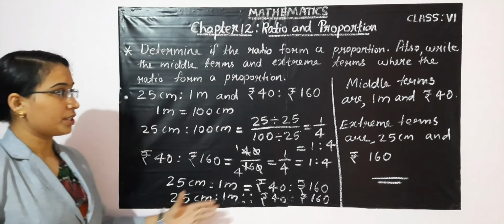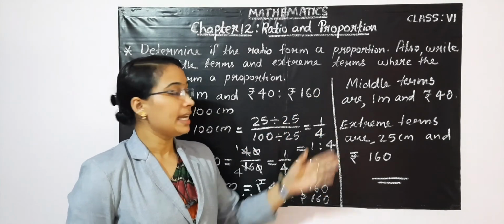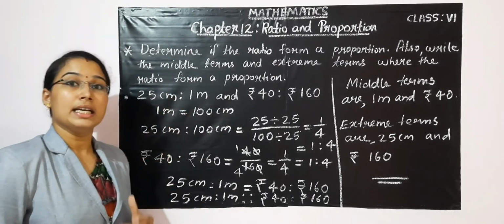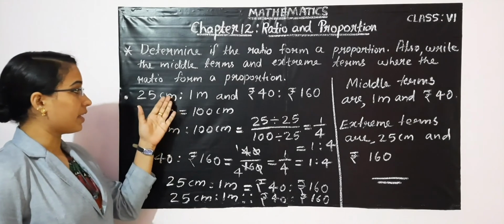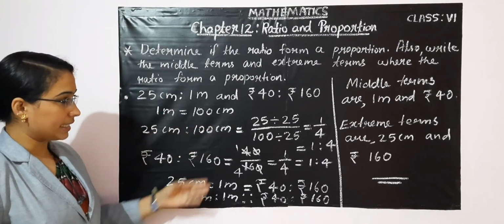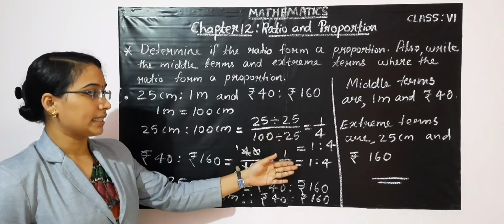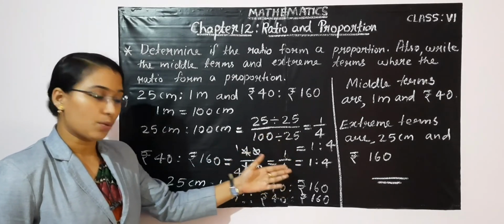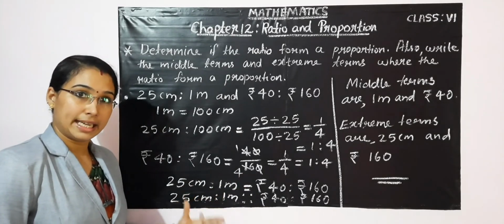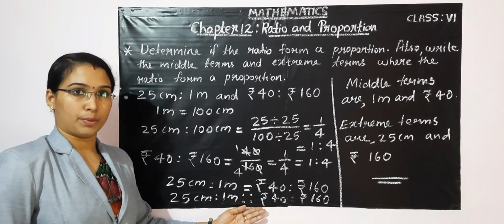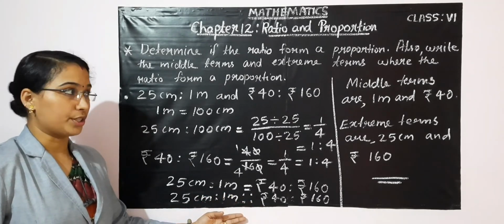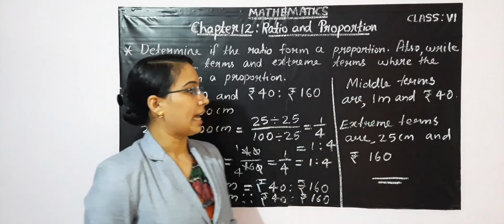So in this question, first we want to check the given ratios are in proportion or not. If they are in proportion, we want to write the middle terms and extreme terms. So before that, first we want to check the given units are same or not. If it is different, first you want to make that units same. Then after that make it in simplest form. Then check the simplest form. If they are equal, then our ratios are equal. Then if the ratios are equal, both are in proportion.